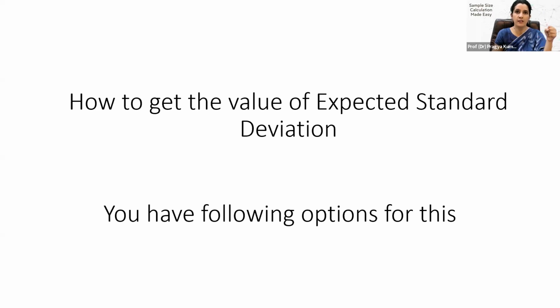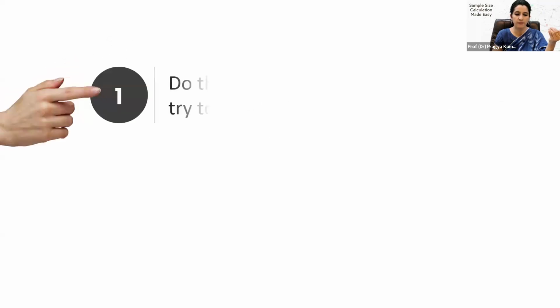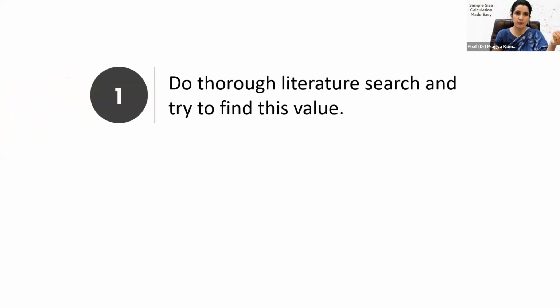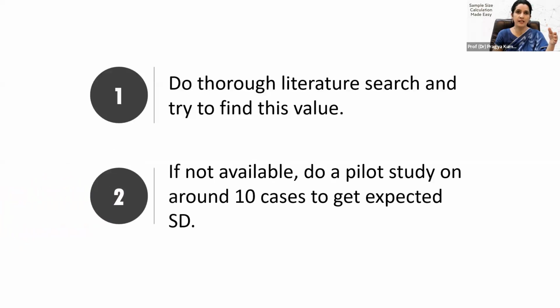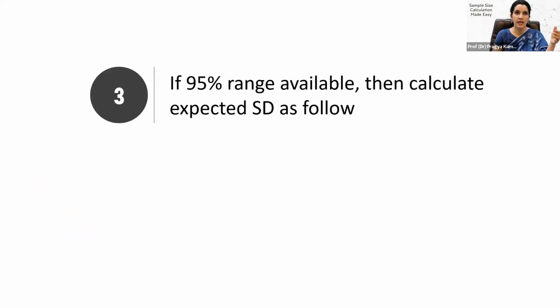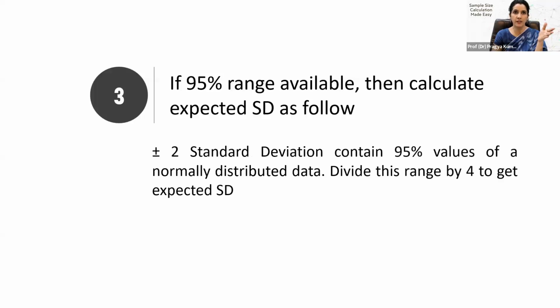So how to get the expected standard deviation? For this, we have the following options. Again, like we did for the proportion, you have to do a thorough literature search and try to find out this value. And like I said, it is not always in the text or abstract. It may be available in the table. If not available, you should do a pilot study on around 10 cases to get the expected standard deviation. And if a 95% range is available, like many times you see a 95% confidence interval, then you can calculate the expected standard deviation.